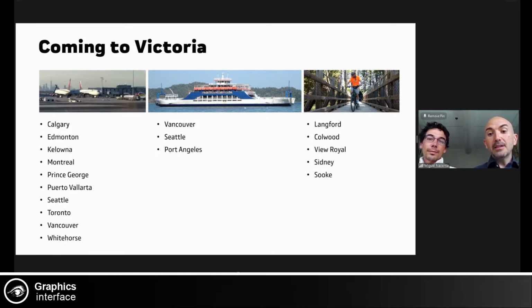Getting to Victoria is easy from most places in Canada with direct flights from many provinces or indirectly through the Vancouver airport, which is a short flight or a scenic ferry ride from Victoria. Et Victoria est accessible par avion, ferry ou même vélo si vous êtes vraiment motivé.